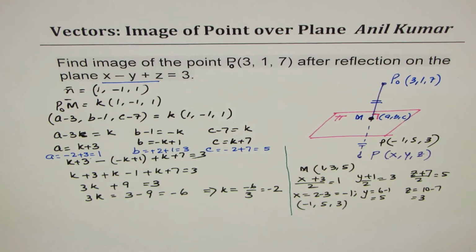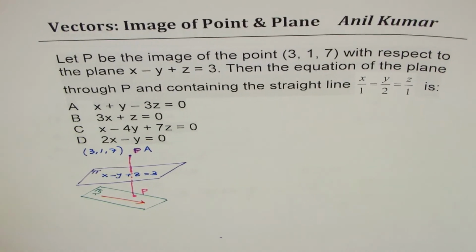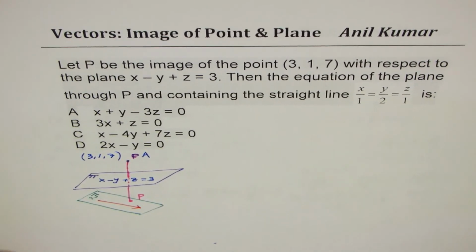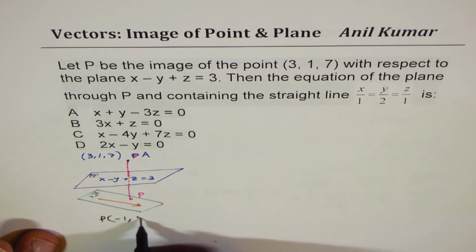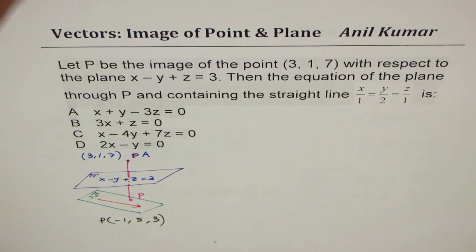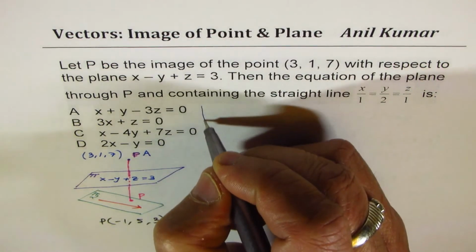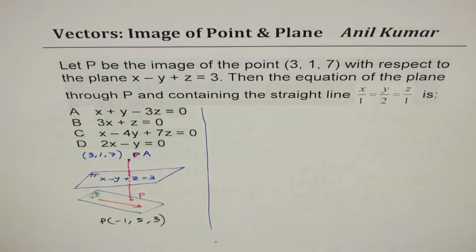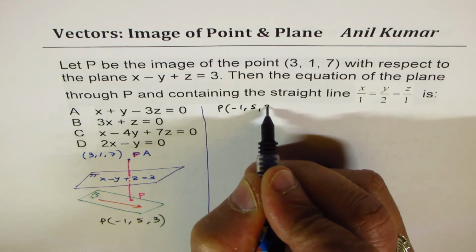So I hope these steps are absolutely clear. We'll write down the point as minus 1, 5, 3. So let's get back to this. So we have now point P as minus 1, 5 and 3. Just calculated it, correct? Now part 2 of this question is to really find the equation, right? So let us see how to find the equation once we know the point. So we are now given the point P, which is minus 1, 5, 3.